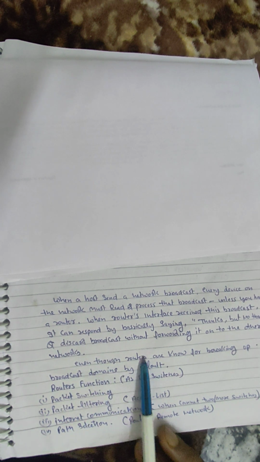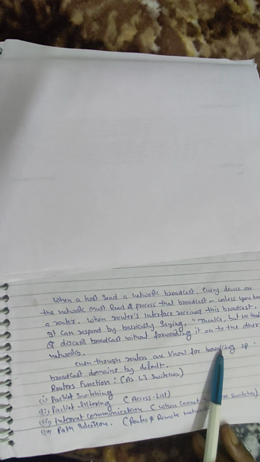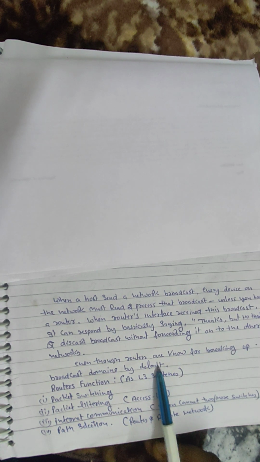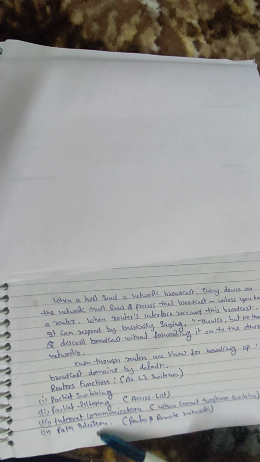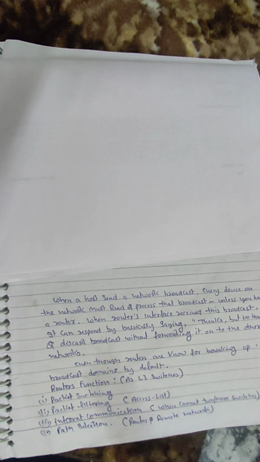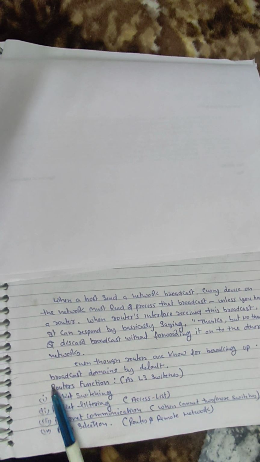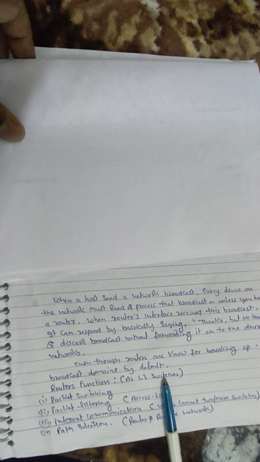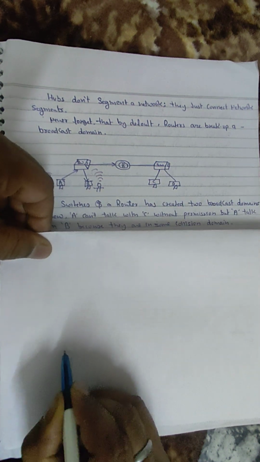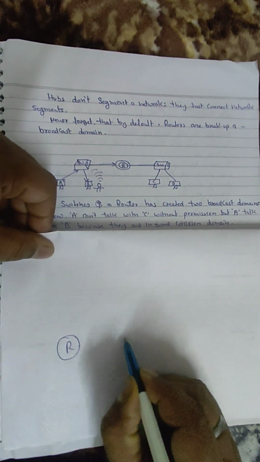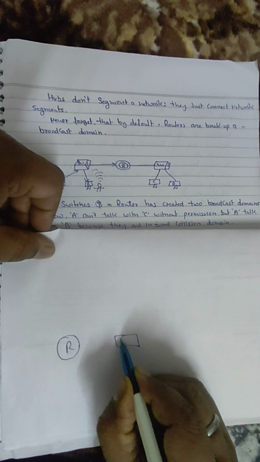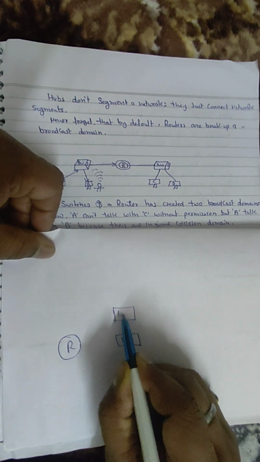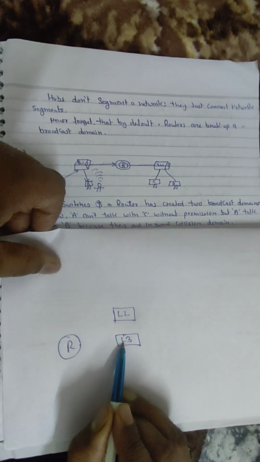So even though routers are known for breaking up broadcast domains by default, here are the facilities of the router functioning as L3. If there is one router and one switch, a switch has two types, one is an L3 switch and one is an L2 switch. So we are talking about an L3 device.